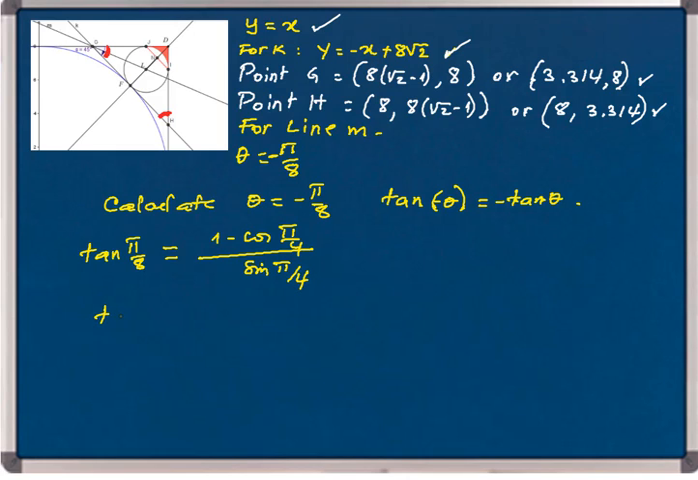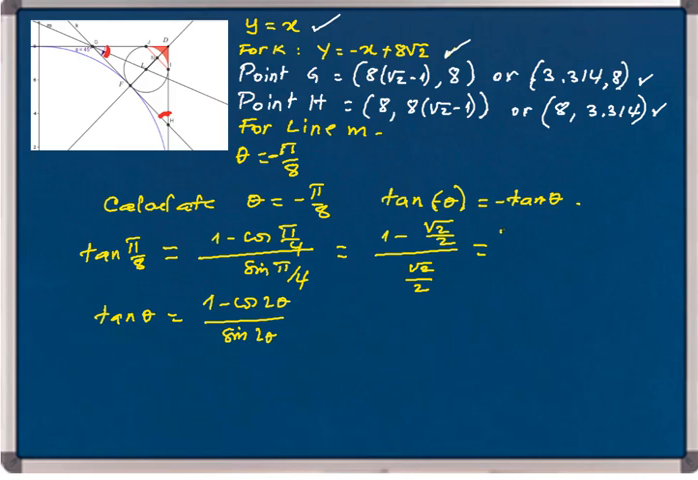We know that tangent of theta is equal to 1 minus cosine of 2 theta over sine of 2 theta. This is just what I'm going to use here. But we know cosine pi over 4, we can say here, is equal to 1 minus square root 2 over 2, over square root 2 over 2. This means that this one will become 2 minus square root of 2 over square root of 2, but we don't want to have the square root in the denominator.